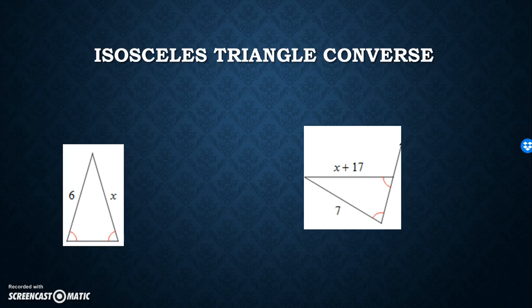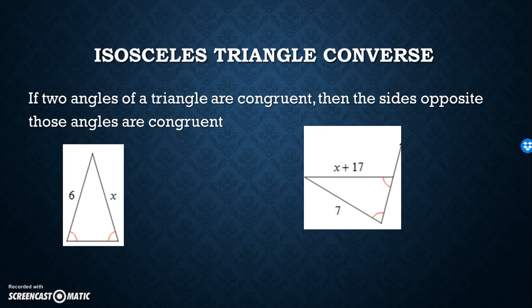The converse of the isosceles triangle theorem states that if two angles of a triangle are congruent, then the sides opposite those angles are congruent. In other words, the legs are congruent if the base angles are congruent. So our legs in the first example are both 6, so x is 6. Our legs in the second example are both 7, so x plus 17 equals 7, therefore x is negative 10.